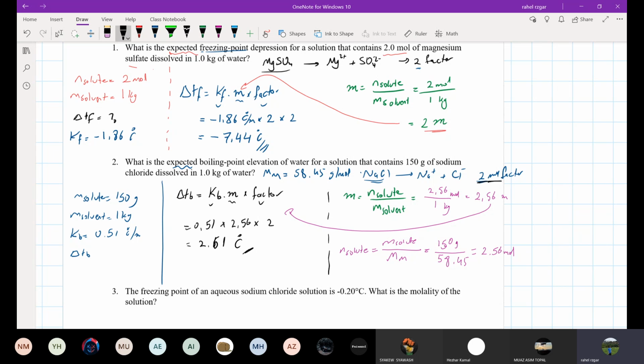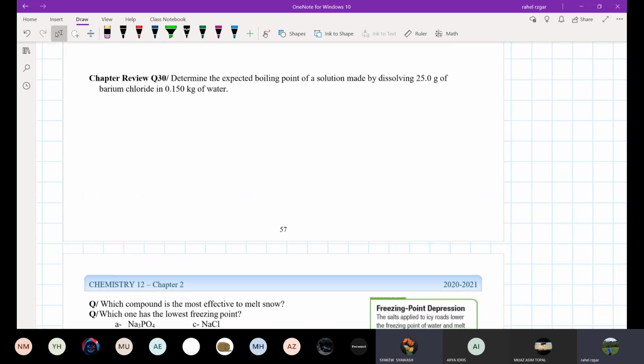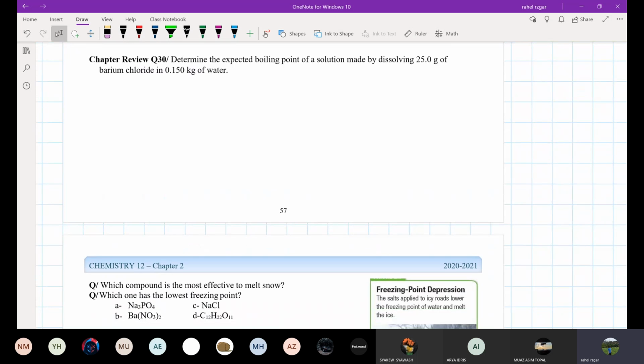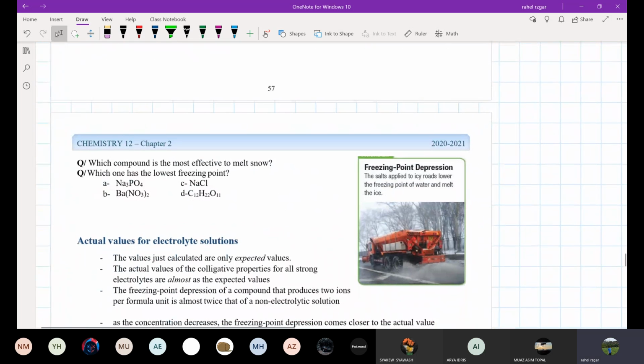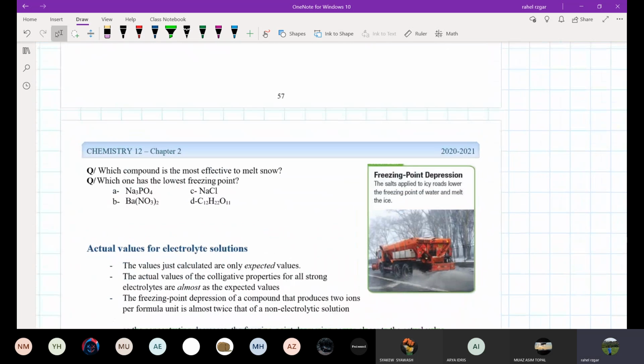The only thing that has changed, or that is for the next lesson, we'll come back to question 30. All right. Let's look at these two. In most countries, not every country, where they have a lot of snow, when they want to melt snow, they apply salt.